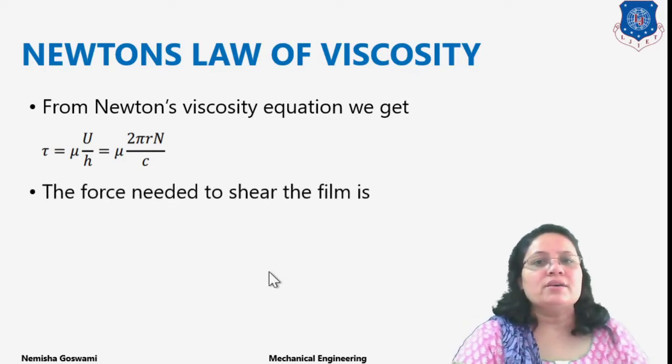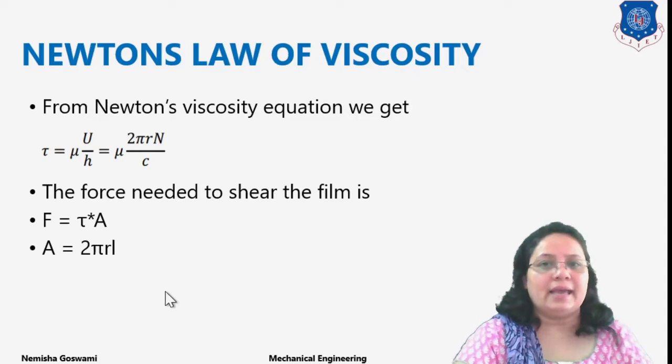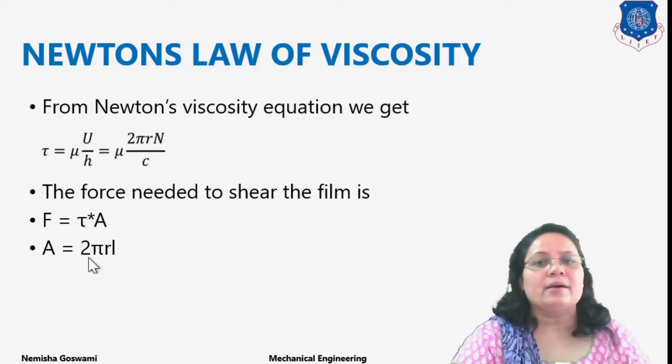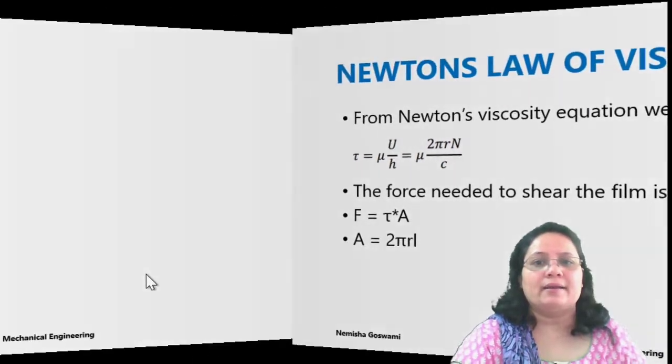And what is the force? Force is equal to shear stress into area. Now what is the area? Area is equal to pi d l. Again I have put the value here, pi d is equal to 2 pi r, so the area will come out as 2 pi r l, right?